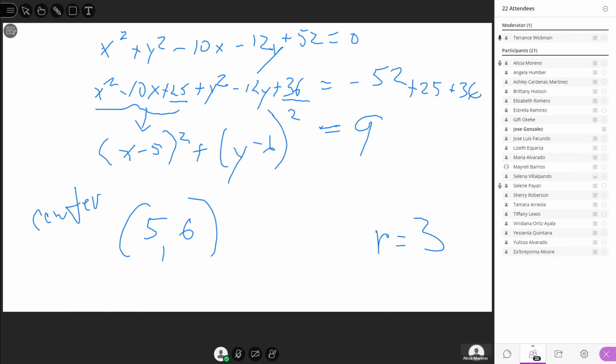So that's 19. Is everybody okay with this one? Talk to me. Yes, I have a quick question, please. How do we get the 25 and the 36? Like, what do we have to do to get those two numbers? Can somebody help me?